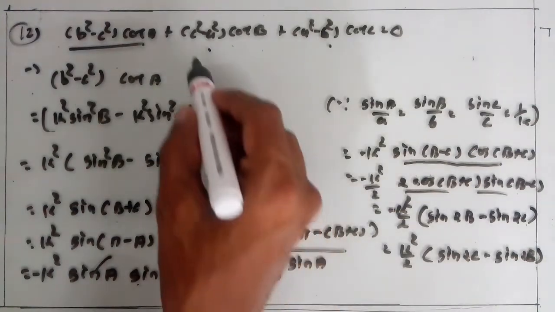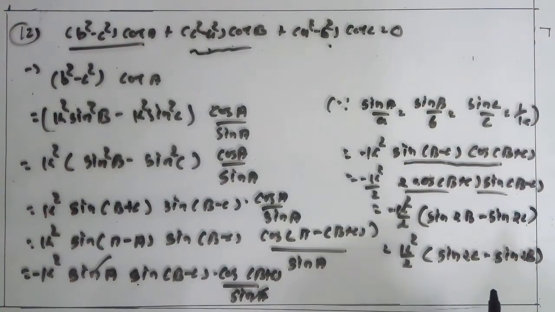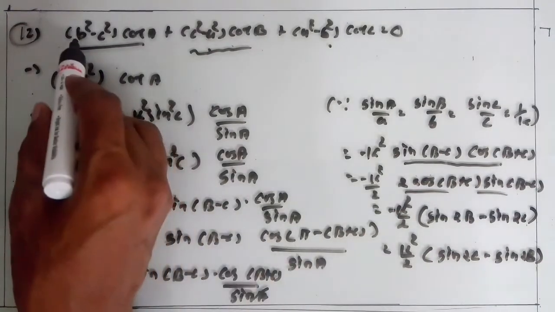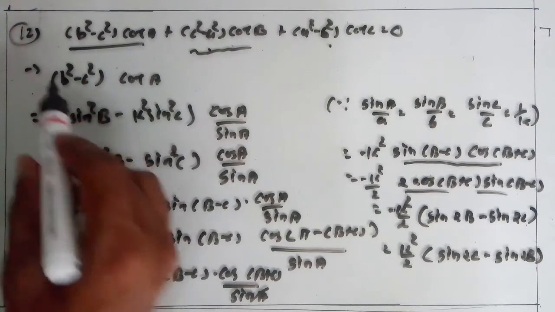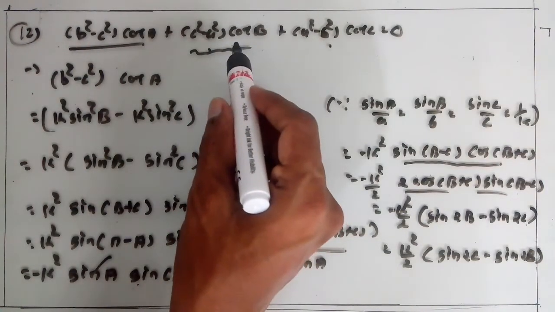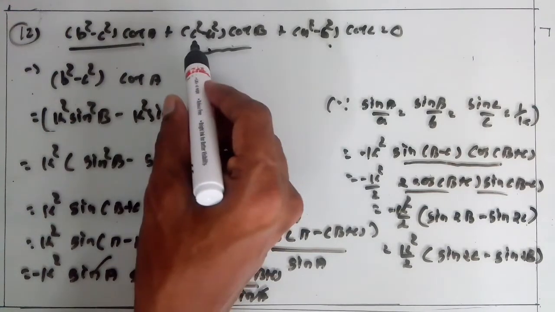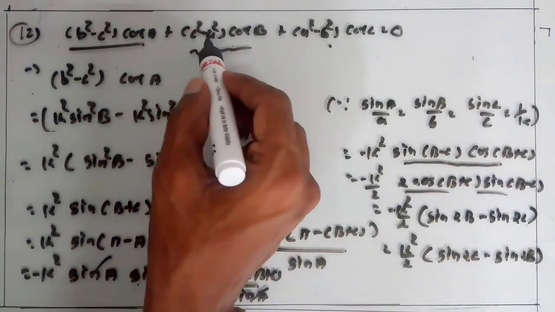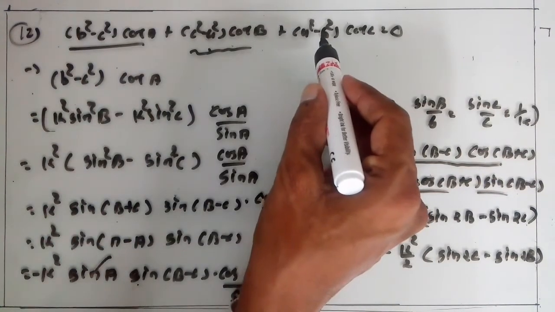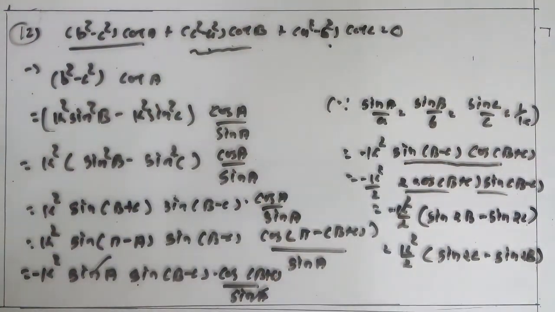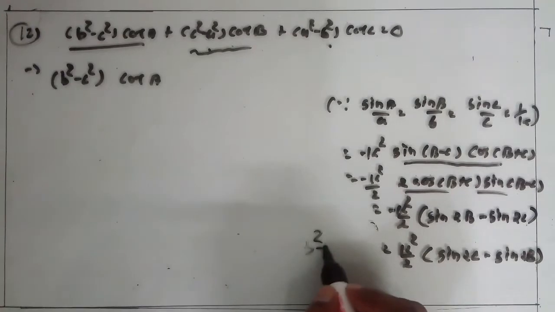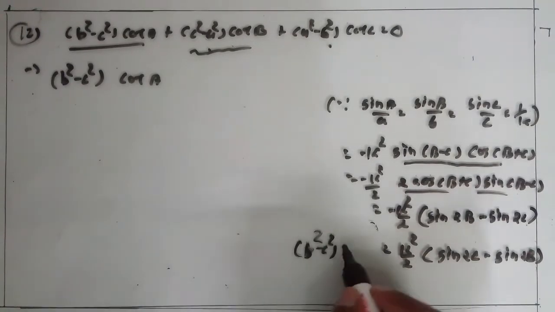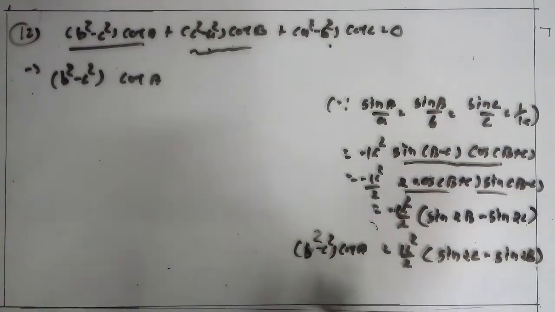Similarly, we write for (c² − a²) cot B. Here (b² − c²) cot A becomes k²/2 (sin 2C − sin 2B). Clear? So for these terms, (c² − a²) cot B is equal to k²/2 (sin 2A − sin 2C). Similarly for these terms we write, and take the addition of all terms. Clear? So here (b² − c²) cot A is equal to these terms.